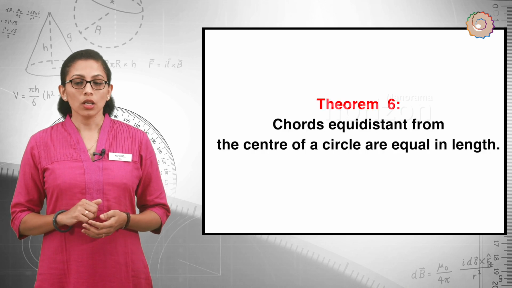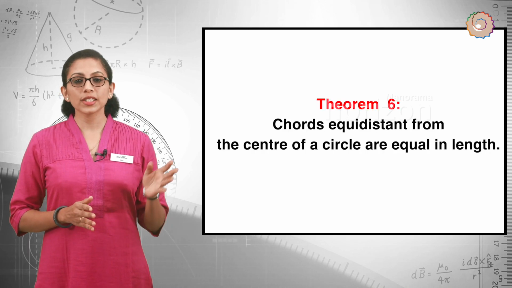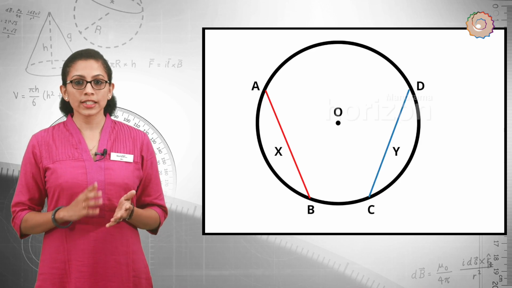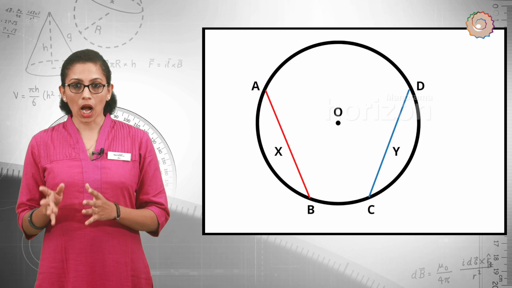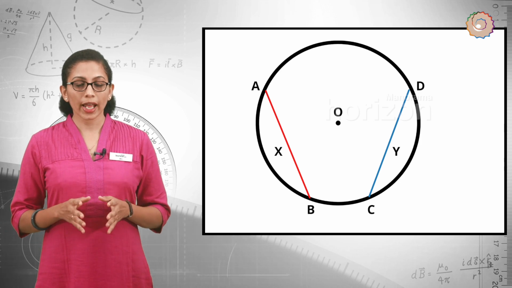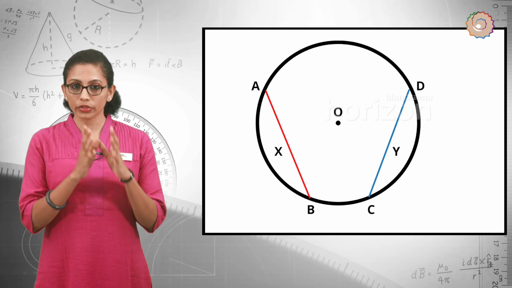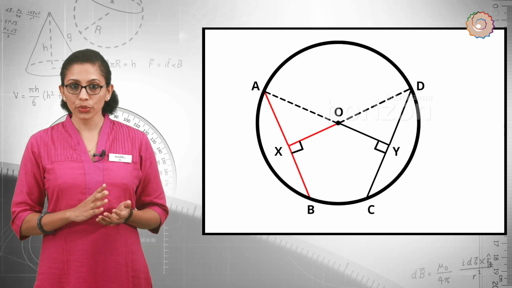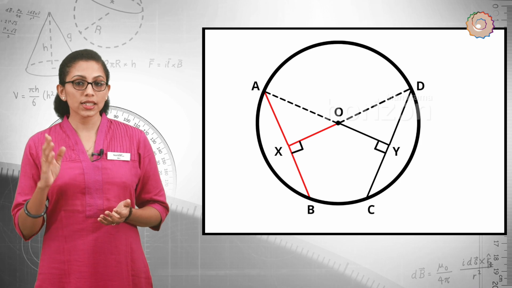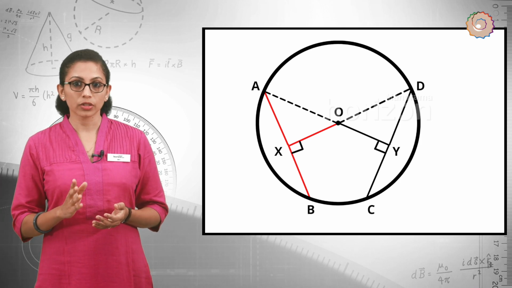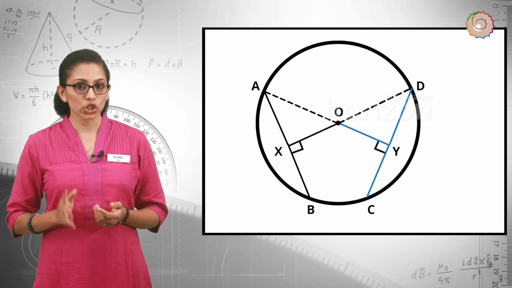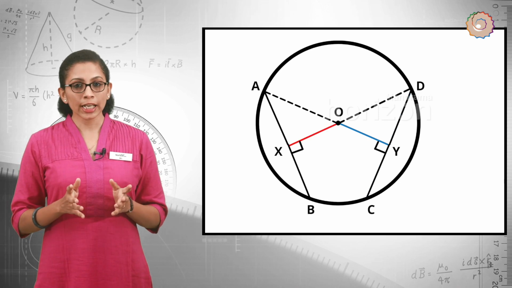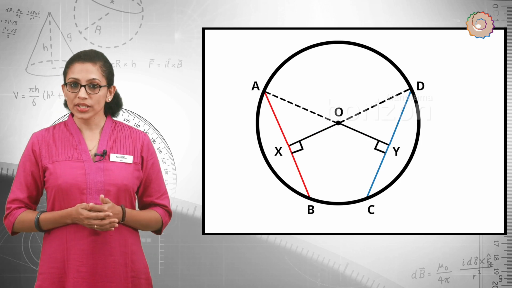Theorem number 6. Chords equidistant from the center of a circle are equal in length. Given a circle with center O, AB and CD are two chords of a circle, where OX is the distance of the chord AB from center. That is, OX is perpendicular to AB. Now OY is the distance of chord CD from center, and OY is perpendicular to CD. Also, OX is equal to OY. We need to prove AB is equal to CD.